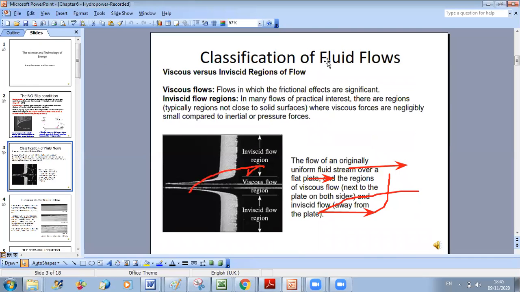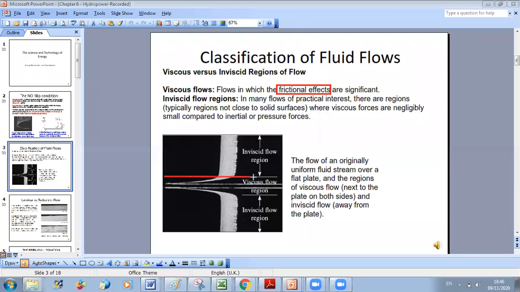So this will help us in the classification of fluids. How do we classify fluid in general? We classify them into viscous flows and inviscid flows. When we say viscous flows, these are flows in which the frictional effects are significant. What we mean by frictional effect is viscous effect. So in the example I just gave you, in the boundary layer zone, you have variation of velocity due to viscous effect. So we always say that in the boundary layer zone, we cannot neglect viscous effects, and you will have a certain profile of velocity varying from 0 to the velocity of the flow.